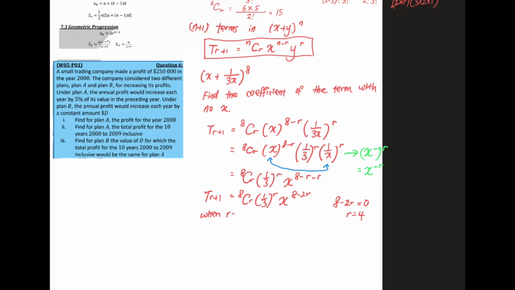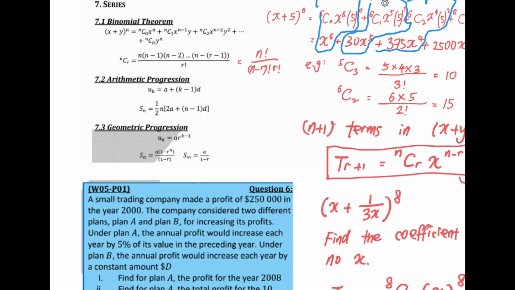So when r equals 4, we know the fifth term is 8C4, 1 over 3 to the power of 4, x to the power of 0. Then we will get the coefficient. So 8C4 times 1 over 3 to the power of 4. Then we get the coefficient as 70 over 81. That's the coefficient, and that is how we use the formula of the (r plus 1)th term. Okay, so let's move on.